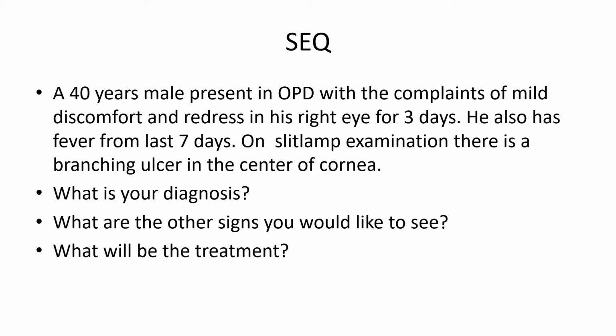I am sharing with you a CQ. A 40-year-old male presents in OPD with complaints of mild discomfort and redness in his right eye for 3 days. He also has had fever for the last 7 days. On slit lamp examination, there is a branching ulcer in the center of the cornea. What is your diagnosis? What other signs would you like to see? And what is the treatment? This is the SCQ which is most frequently asked.